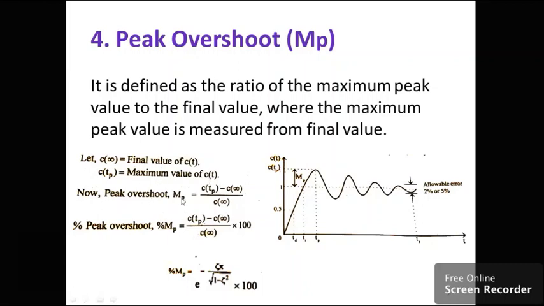Then peak overshoot can be calculated by using the ratio C of Tp minus C of infinity divided by C of infinity, or else you can write it in terms of percentage. That means C of Tp minus C of infinity divided by C of infinity into 100%. Similarly, you can calculate it manually using one equation: percentage overshoot, that means percentage Mp, is given by e to the power minus theta pi divided by square root of 1 minus theta square into 100%, where theta is known as damping ratio. If you know the value of damping ratio, you can easily calculate the value of peak overshoot.